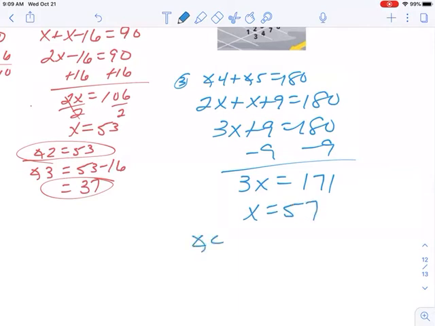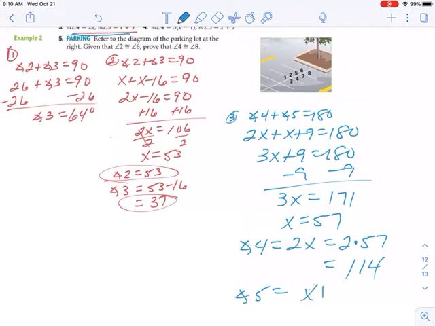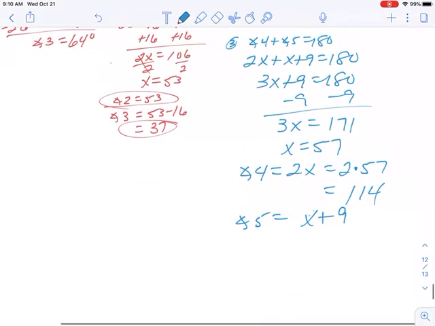Okay, angle 4 is 2x. So that's 2 times 57, which is 114. And then angle 5 is, what's angle 5? x plus 9, which is 57 plus 9. 9 and 7 is 16.